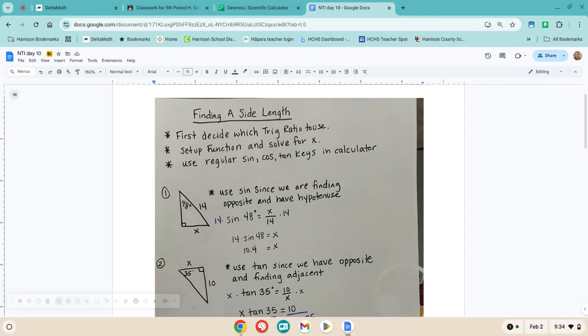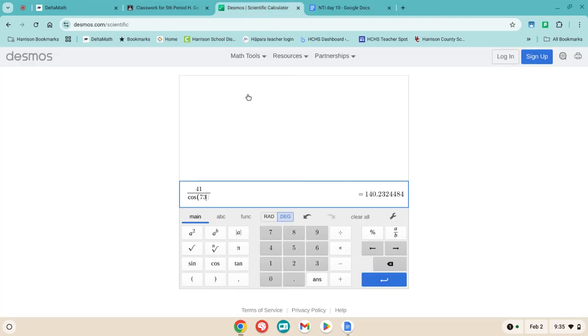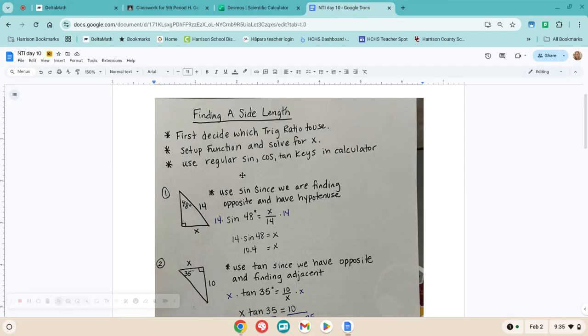Now remember, you still have your SOHCAHTOA to help you set your trig functions up. So that's what you're going to do first, just like you did with angles: you're first going to decide on which trig ratio to use. Then you'll set your function up to solve for x. We're going to use the regular sine, cosine, and tangent keys in our calculator. So these keys right here, not our inverse keys. Okay, all right, so let's go through some examples together.